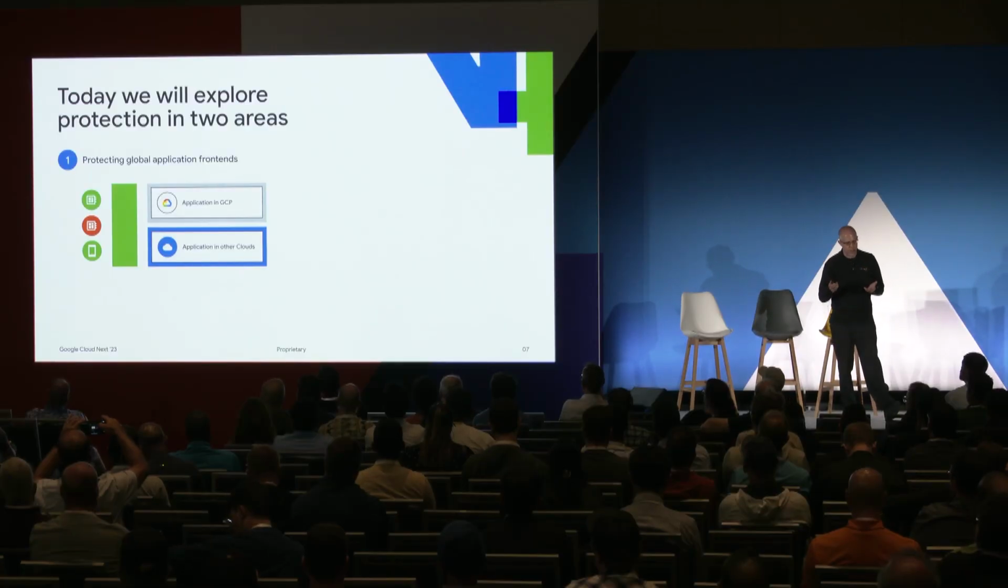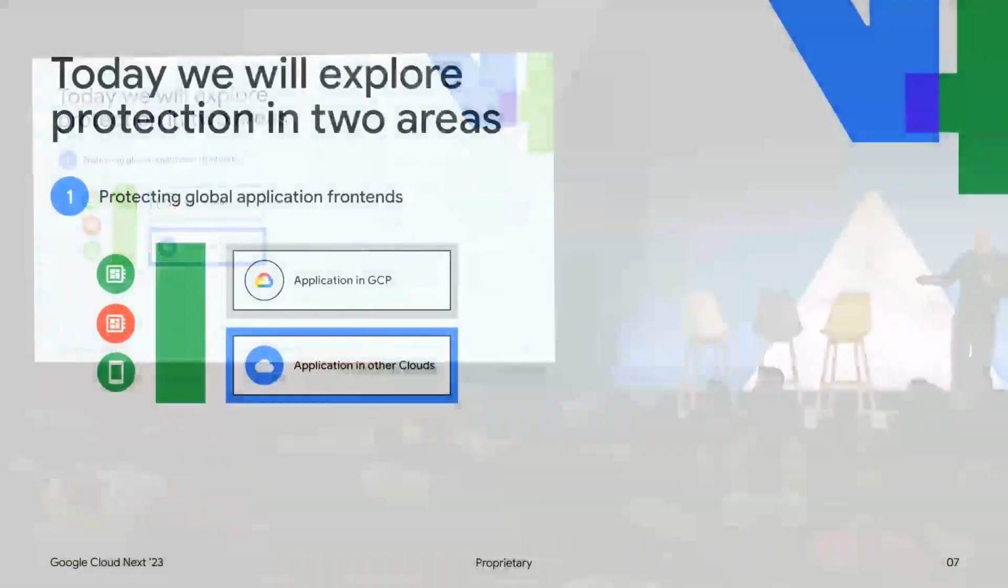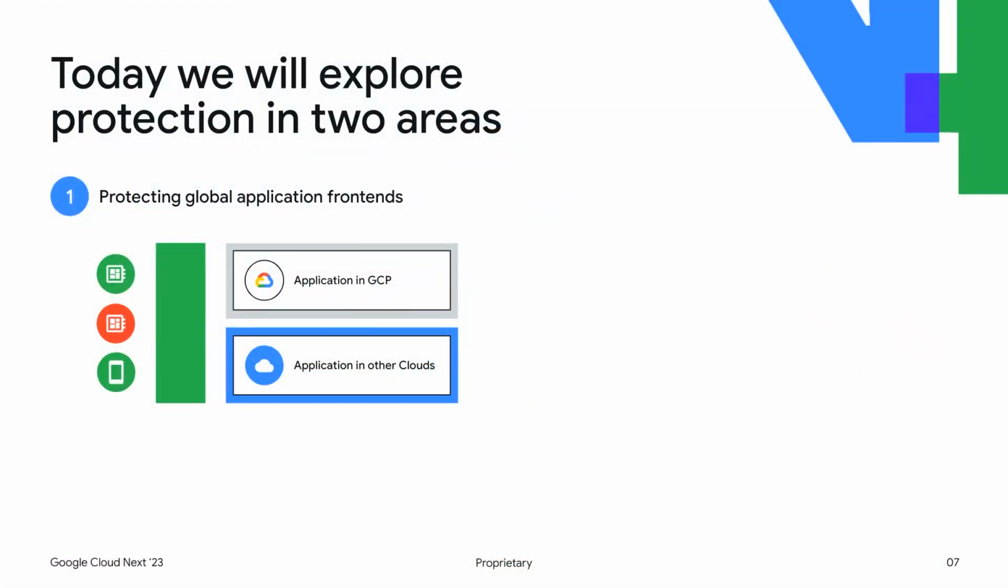OK, so let's talk through the two usage scenarios. I'm going to walk through the services that you'd use to protect an internet-facing service, so an API or a website that's facing the public internet. And that can be for using our global front end for services that are in our cloud, but it can also be applications that are in other clouds or even on-prem or in colos.